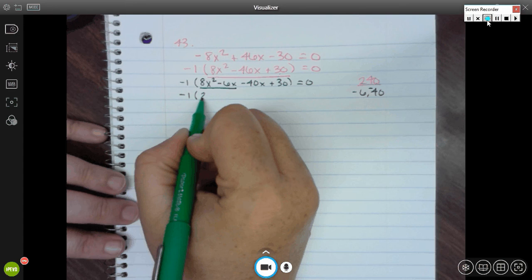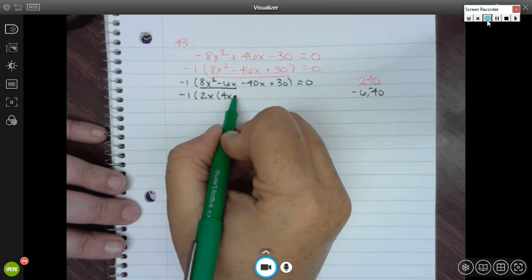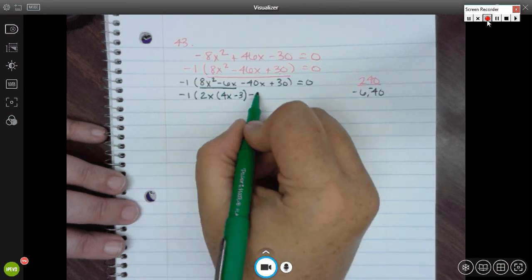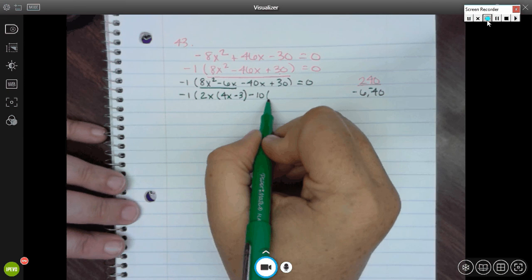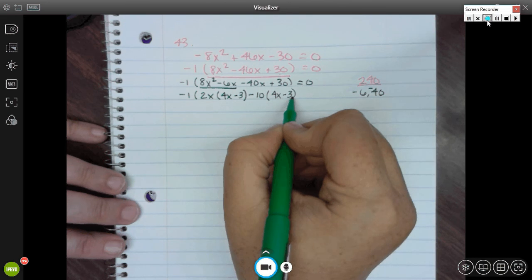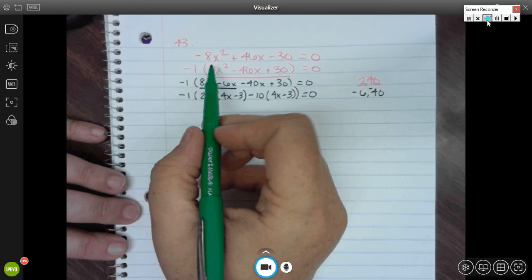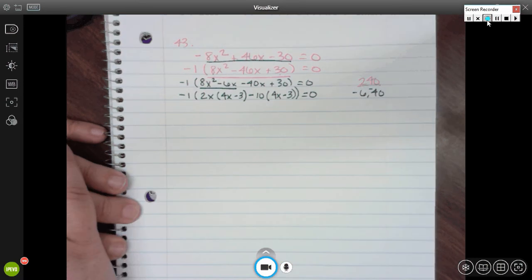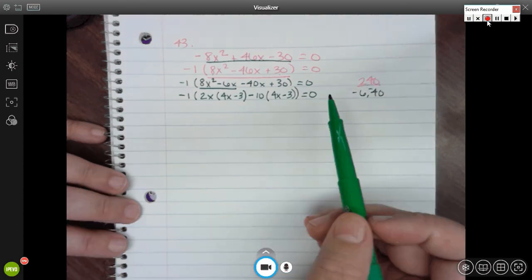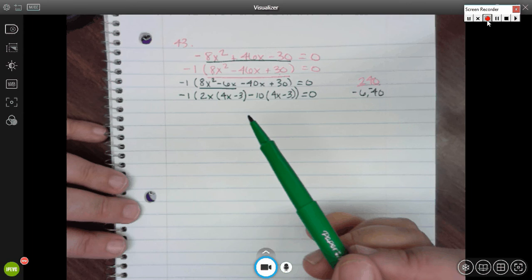The GCF here would be 2x, and it would leave me with 4x minus 3. Keep that middle sign. I can take out 10, and it would leave me with 4x, change that last sign, minus 3 equals 0. Okay, and I can already see, and I'm glad I did this so that you could see, these did have a GCF. Notice I could have divided everything by 2 before I started. I would have made my life so much easier if I had done that. But of course, being Friday afternoon at the end of the day, I didn't. But that's okay, because this is a good thing for me to show you.